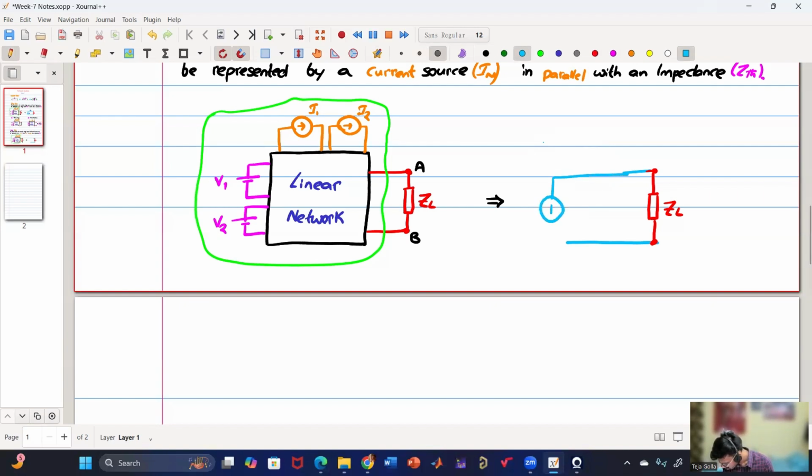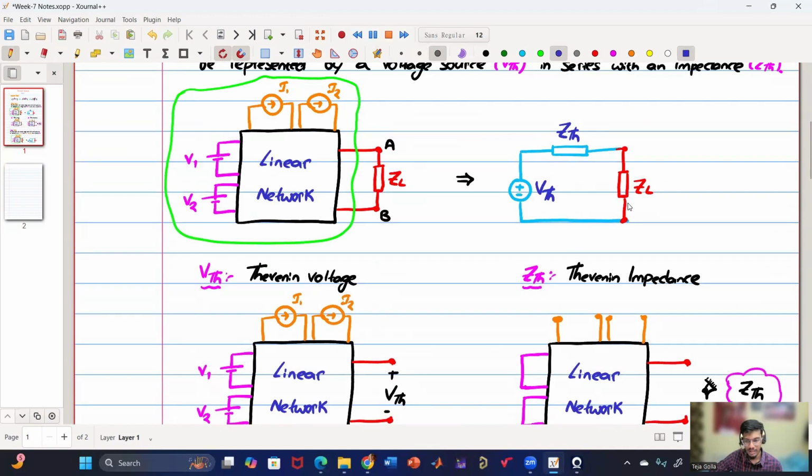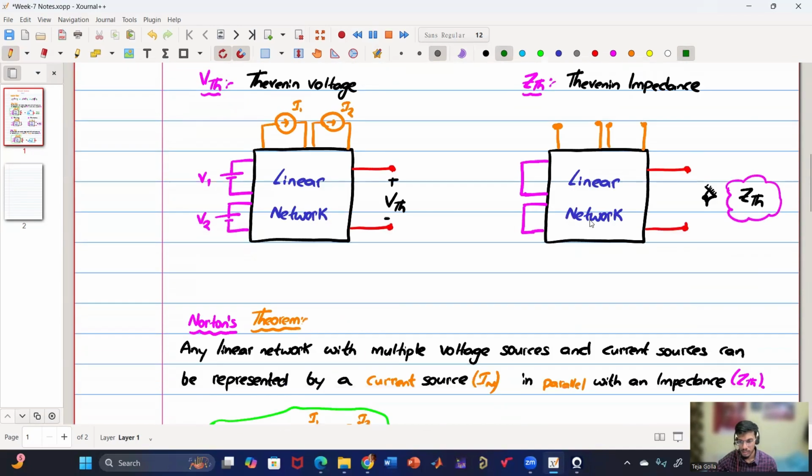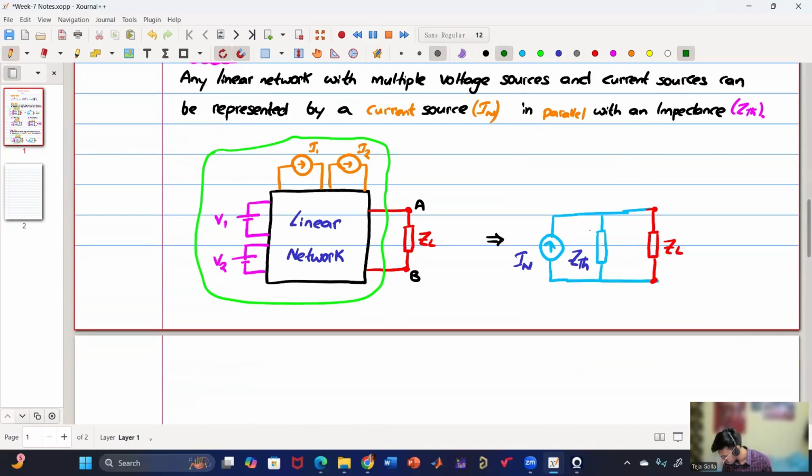So this is a current source. So it is I Norton, and here we have ZTH. This is I Norton, and this is ZTH or Z Norton. Both are same. Now this is the Norton's equivalent, and this is the Thevenin's equivalent. So if we write, this is Thevenin's equivalent circuit, and this is Norton's equivalent.